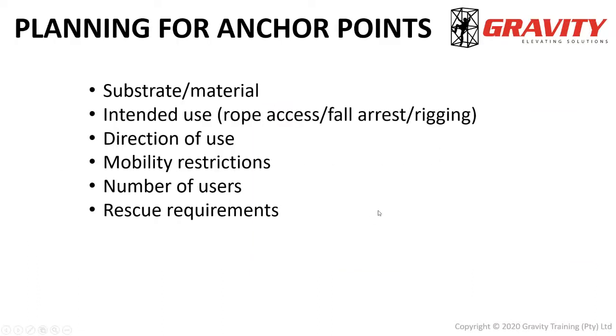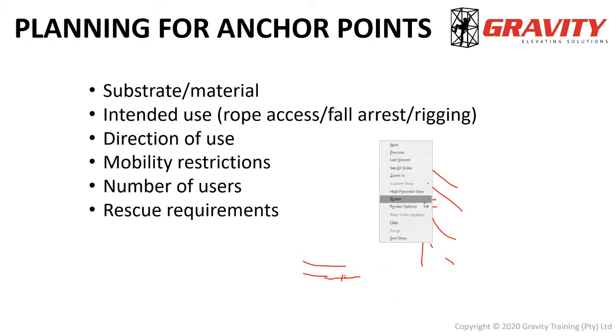Okay, so planning for anchor points, as we said. Now, the first thing we have to look at is the substrate, or the material, as I refer to it. So that refers to the material that the anchor is installed in. Okay, so if you look at a concrete wall, for example, if that's your wall, you drill a hole into that wall and you put your anchor point there. Then the substrate material will be this concrete wall. Okay, if you're using I-beams and you want to install an anchor point on an I-beam, then your substrate will be the steel of that I-beam.